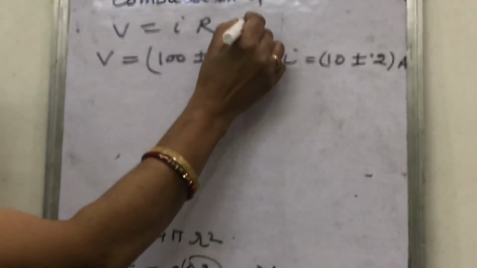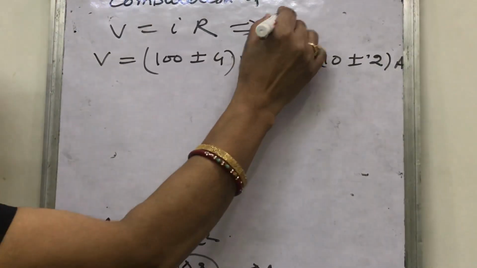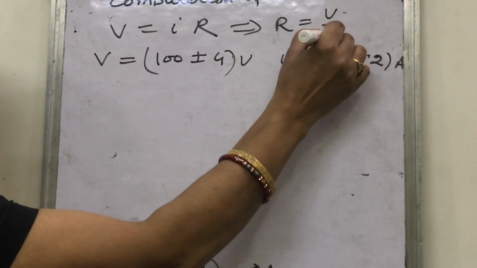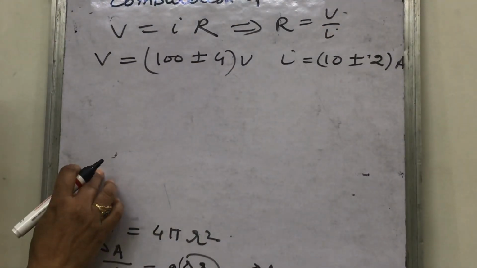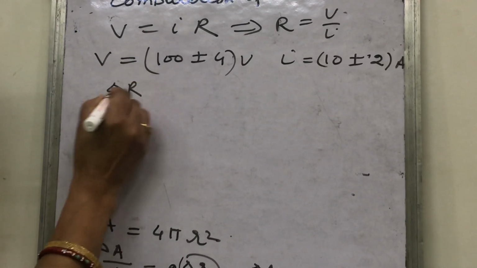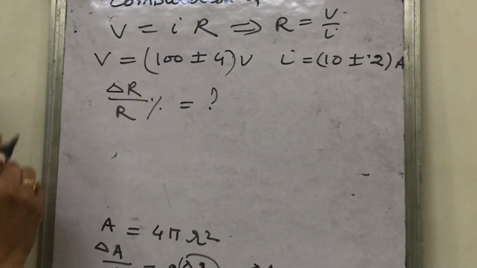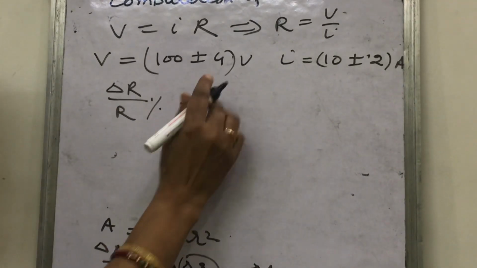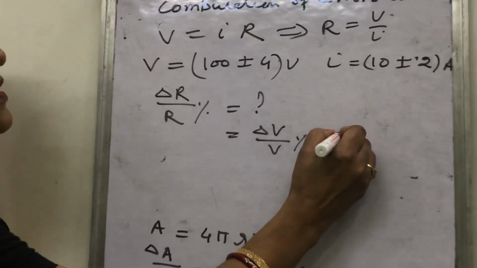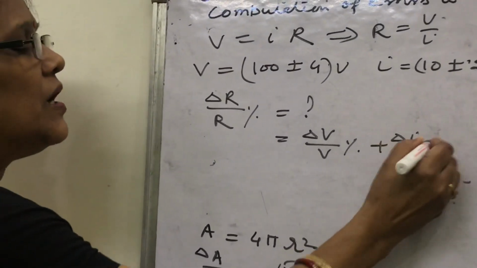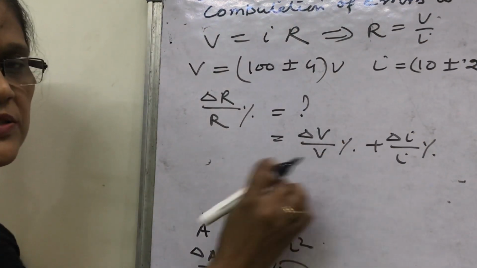Now, what mistake do most of the students make here? R is written as V upon I, then error in the quotient. What will you find, percentage error in R, delta R upon R percent? First you write the relation. It will be delta V upon V percent plus delta I upon I percent. Look, it is upon, but you have to write here plus.